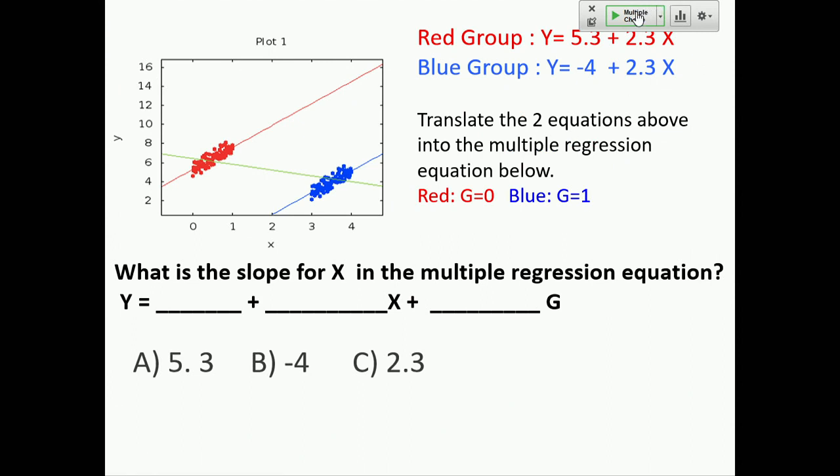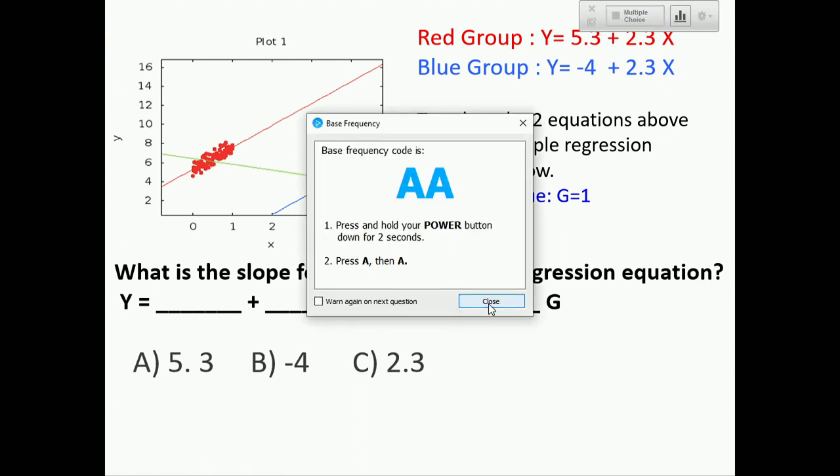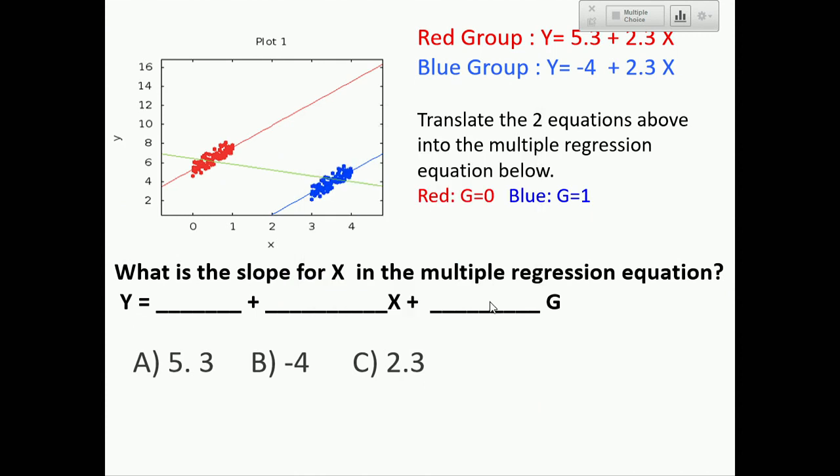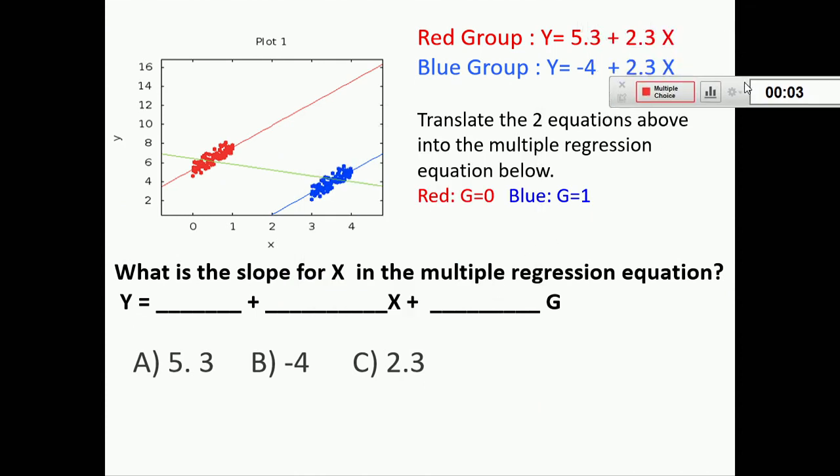Okay, so I'm going to start this. It's kind of hard to see this, sorry. So these are your two groups right here. You have two distinct groups, and there's confounding here. This clearly isn't good, this overall regression equation. So we don't want to use that.